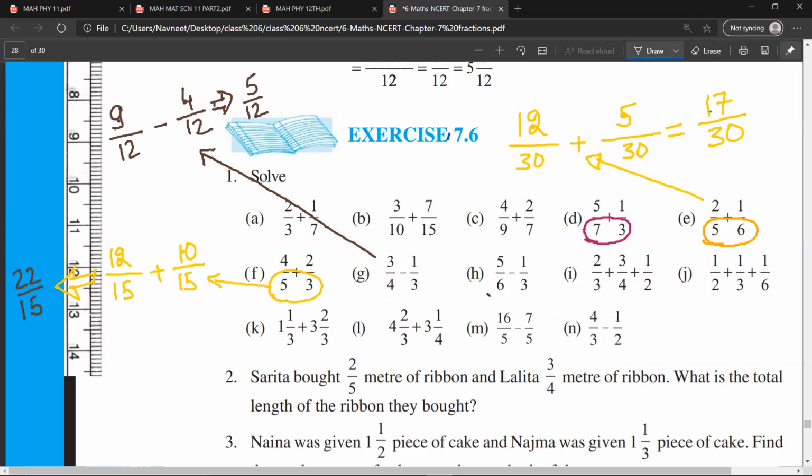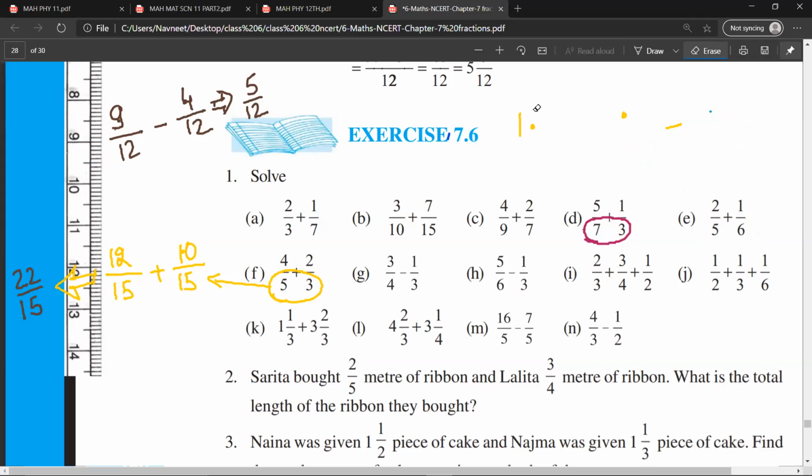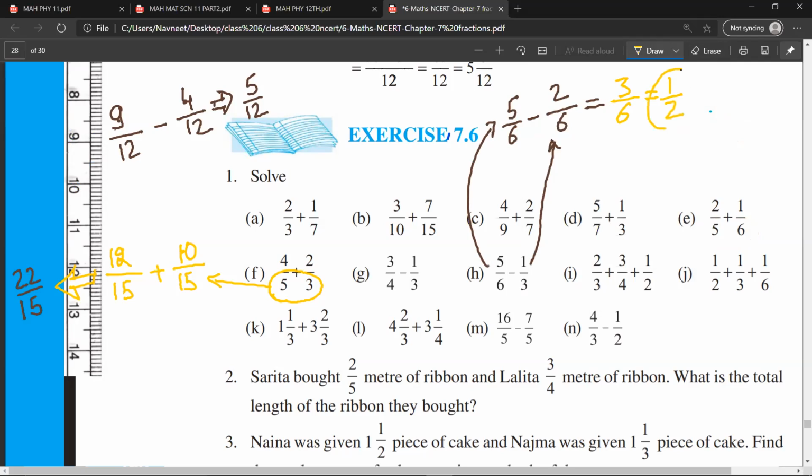Perfect. What would be the LCM here? 6 would be the LCM. So I can write the fraction as something upon 6 minus something upon 6. What will be the two fractions? This would remain as 5 by 6. And this fraction would become 2 by 6. Final answer would be 7 by 6? No, there's a minus between. 3 by 6. 3 by 6 would be equal to 1 by 2. This would be the answer.